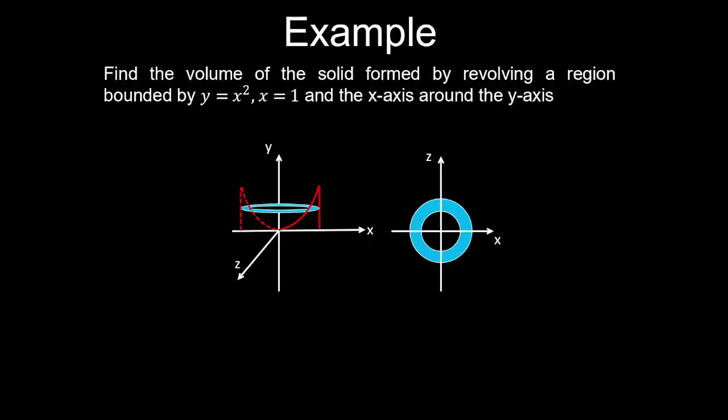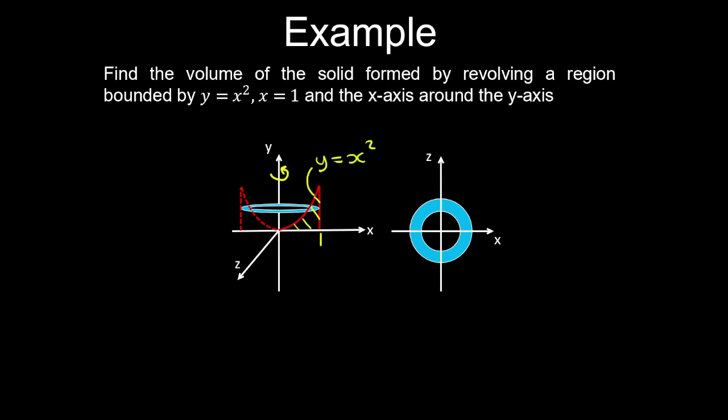Let's find the volume of the solid formed by revolving a region bounded by the parabola y equals x squared, x equals 1 and the x-axis. So this 2D region revolved around the y-axis. And because that curve is not touching the axis of revolution, we can use washers.